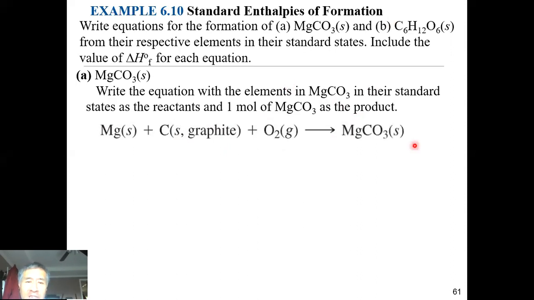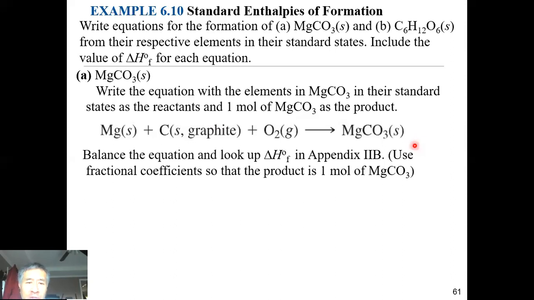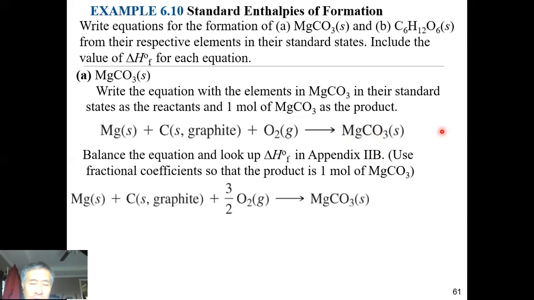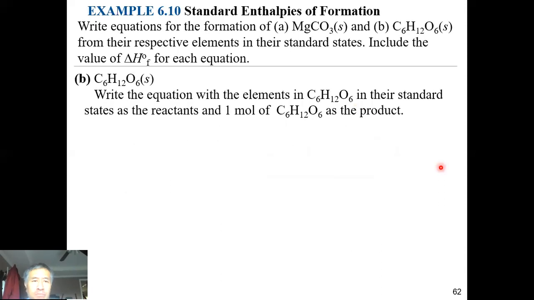So then you want to balance the equation by using any number you can use to make the numbers the same. Next, you just go to appendix 2B to find the delta H0f for this particular substance. Before and after, you see you have one Mg, one Mg, one carbon, and then you need 3 O. Because there's 3 O, you take 3/2 O2, multiplied by 2, you get 3 O. And then from this appendix 2B, you get this number. And let's finish this part A.